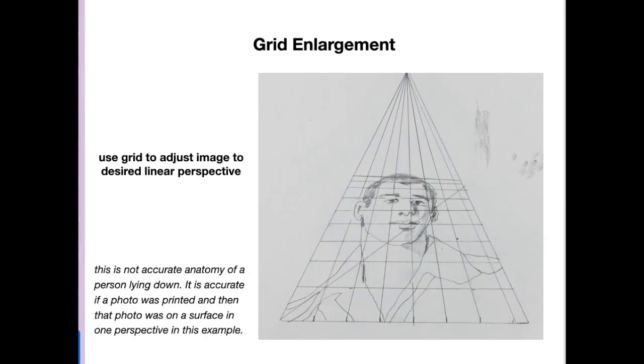You can also use the grid to adjust an image to the desired linear perspective. We'll get to linear perspective a little bit later on. Just a note about this image, this is not an anatomically accurate image of a figure lying down. It's an accurate image of a photo that was printed and then that surface was shifted into 1-point perspective in this example.